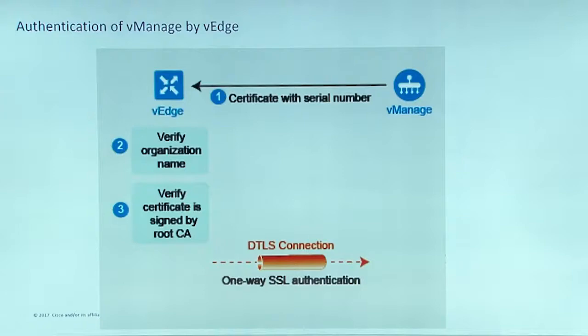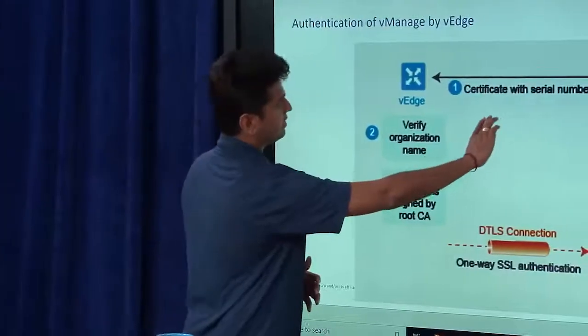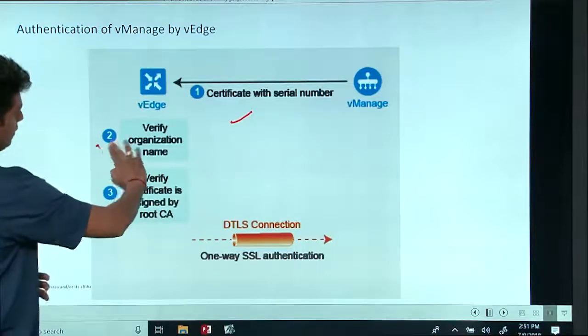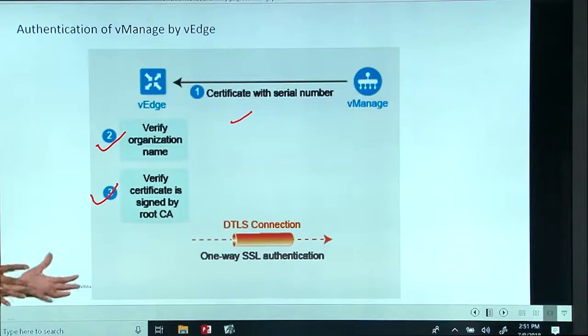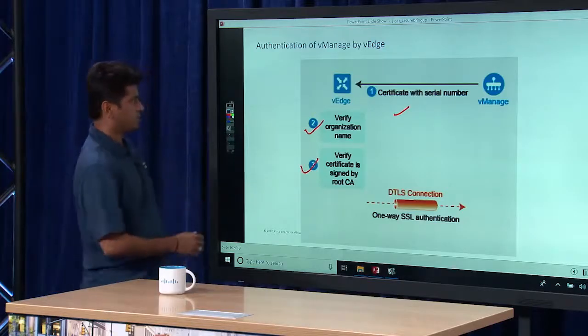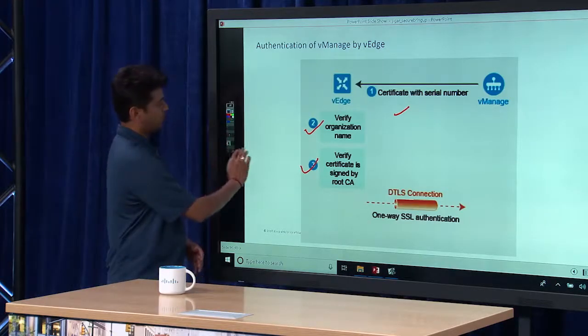So when the vManage needs to be authenticated by the vEdge, again, you can see vManage sends a certificate. vEdge will verify the org name, and vEdge will verify if it is signed by the correct root CA or not. So I assume this is very well taken care of.